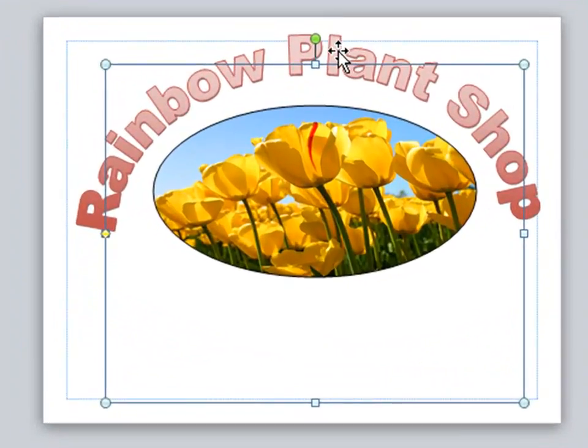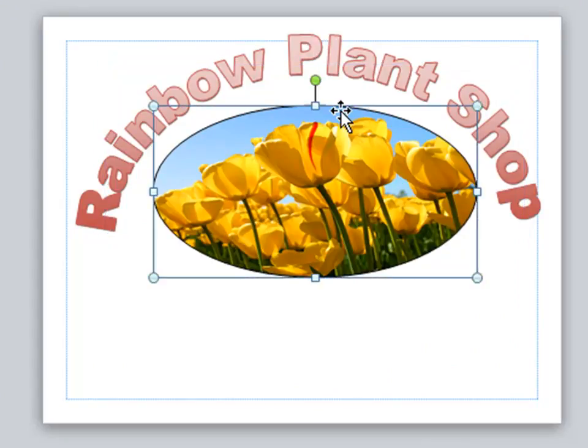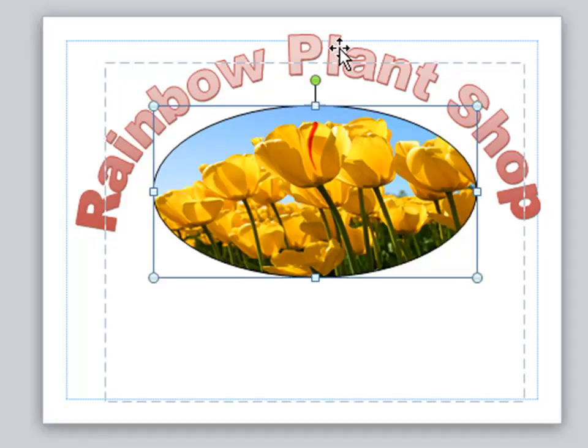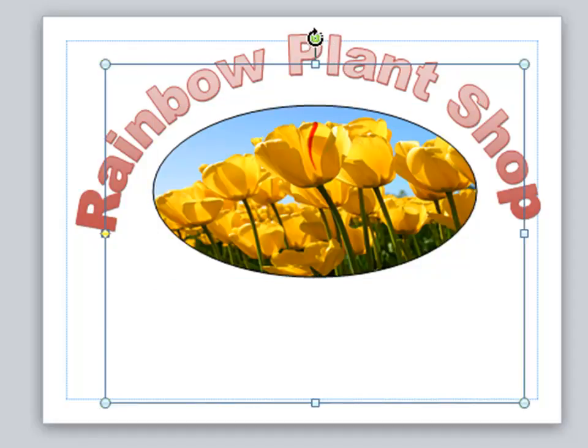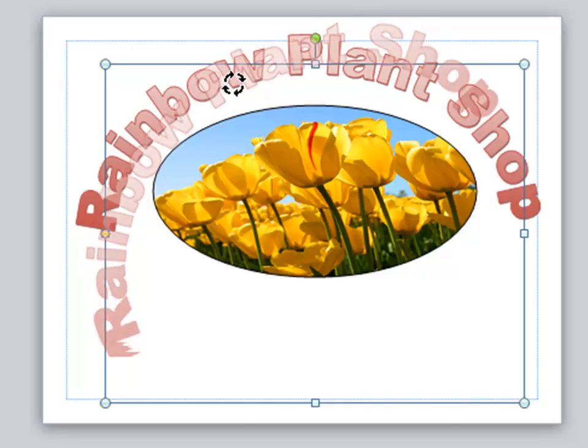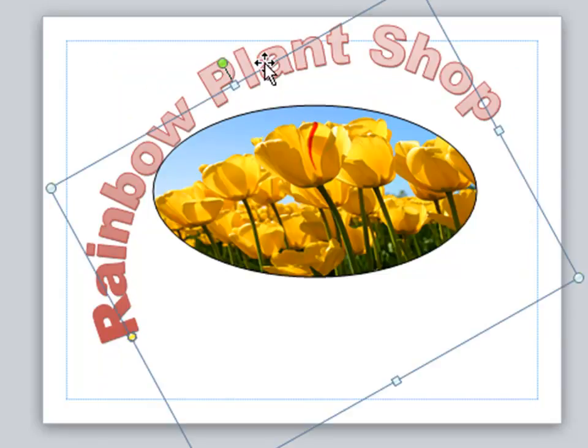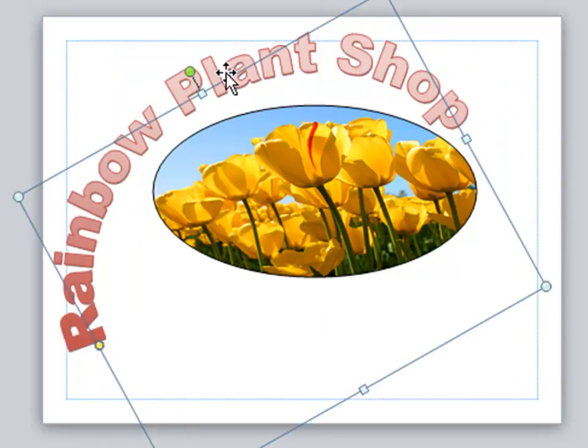I'm going to take this, and you never noticed this green little circle, did you? If you click on a shape, you get this green little circle. If I click on these words, I get this green little circle. And this is the rotate. I'm going to take this thing and rotate it. Whoa, did you see that? Then I could sort of move it over here a little bit. And this looks very odd, but I think it looks great.